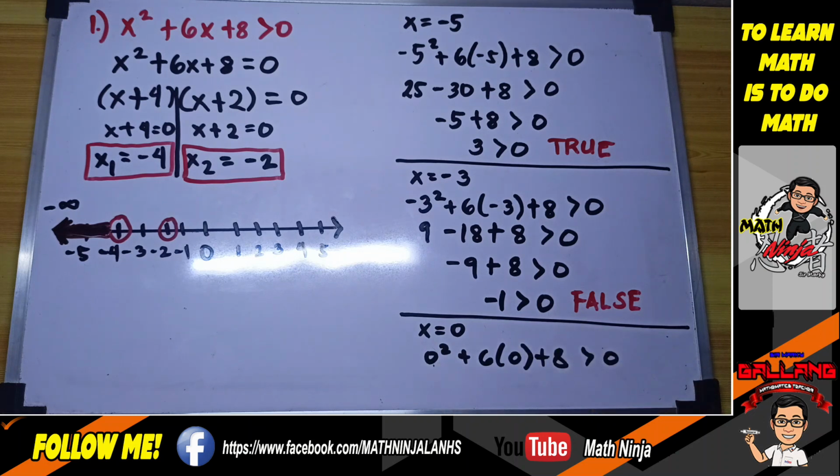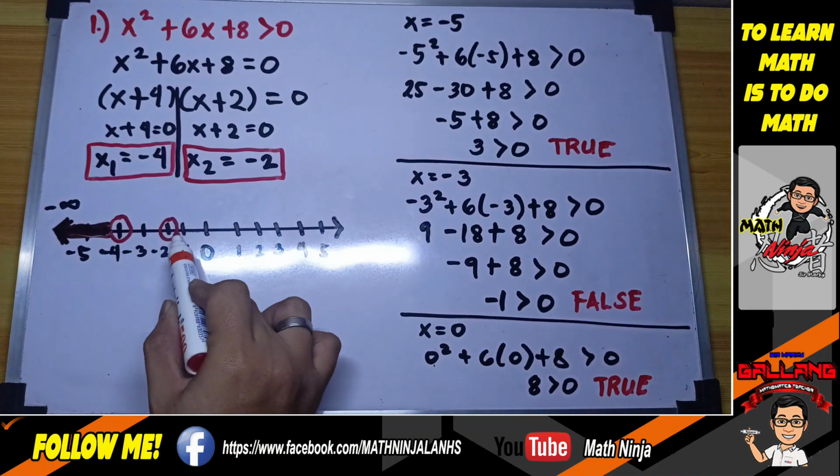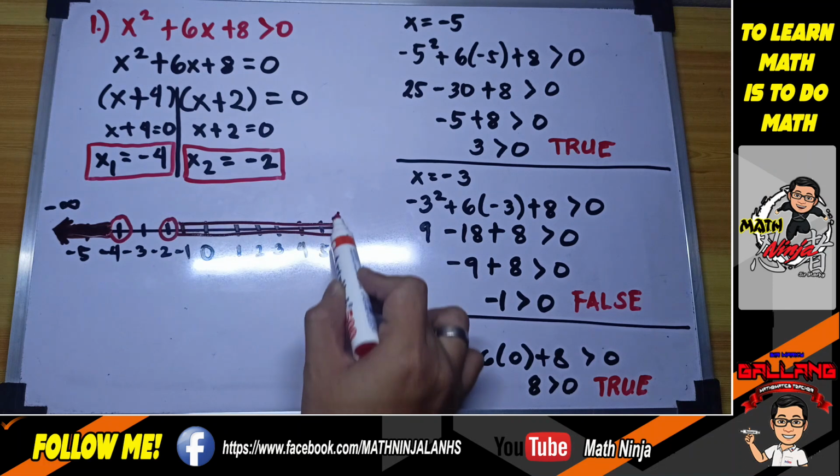So 0 squared is 0. 6 times 0 is 0. So ang matitira na lang is 8. 8 is greater than 0. So which is true din. Bakit? Mas malaki naman talaga ang 8 kesa sa 0. Kaya greater than 0 ang ginamit. So it means since yan ay nag-true, ibig sabihin itong part na ito ay ating shadean. Kasama siya sa ating solution set.